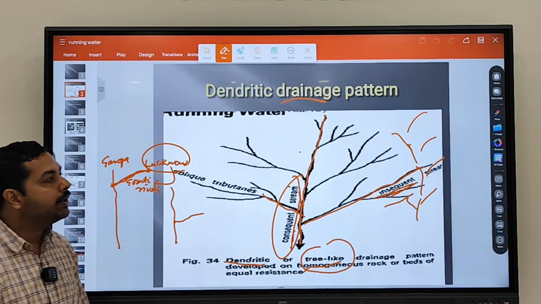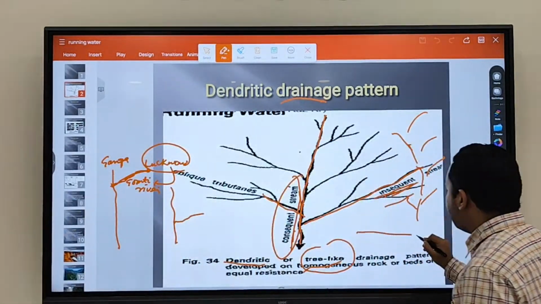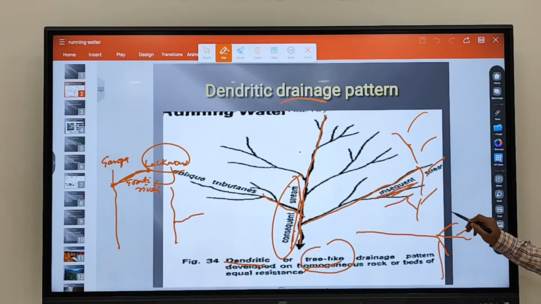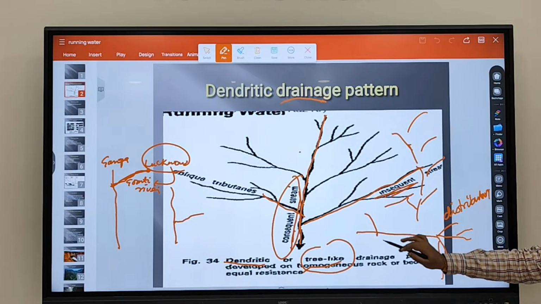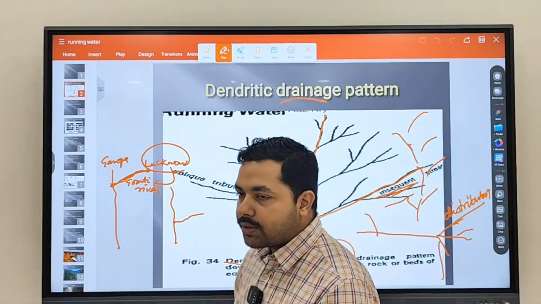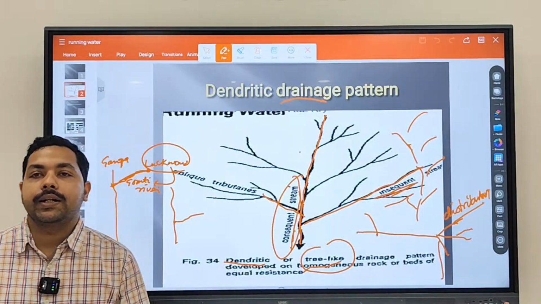But when the main river flows and then branches out like this, what will happen? Then it is referred to as a distributary. Tributary means it is coming and joining the main river. When the main river branches out, it is called a distributary. Fine. So this type of drainage pattern is called a dendritic drainage pattern.